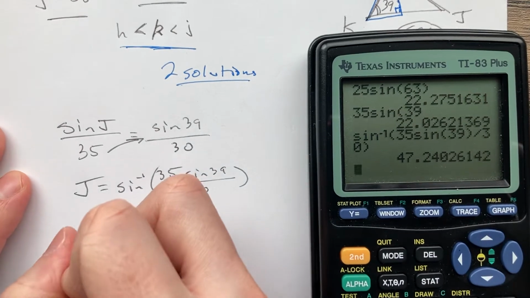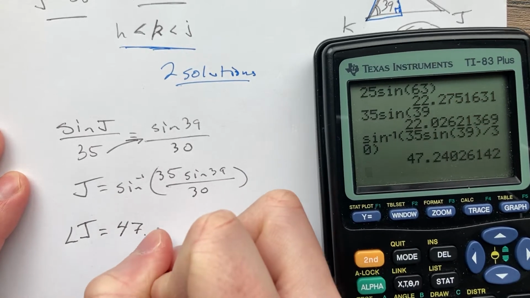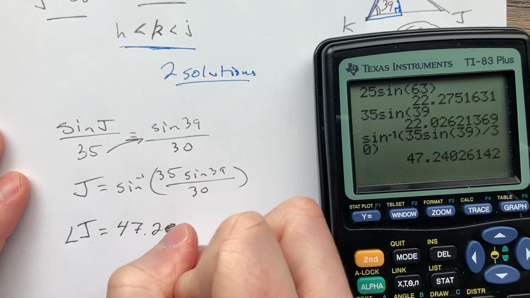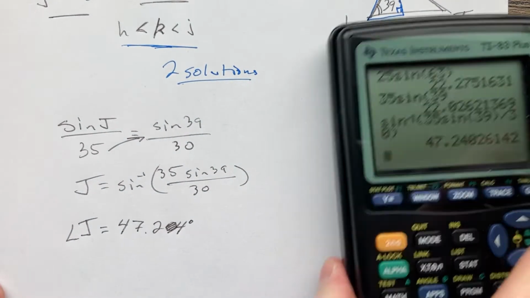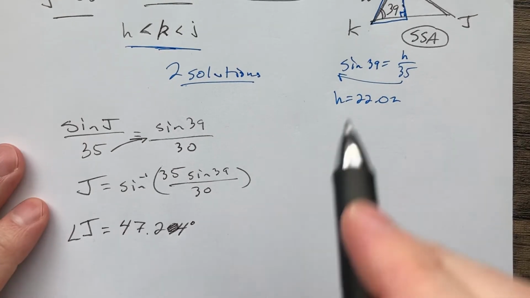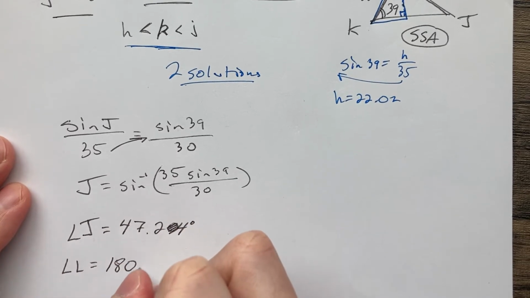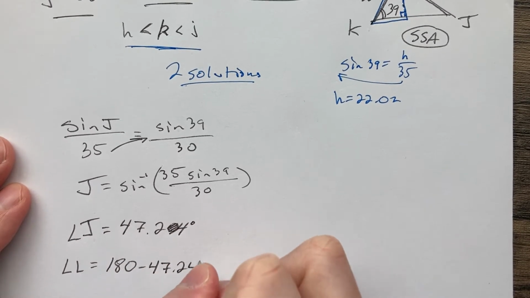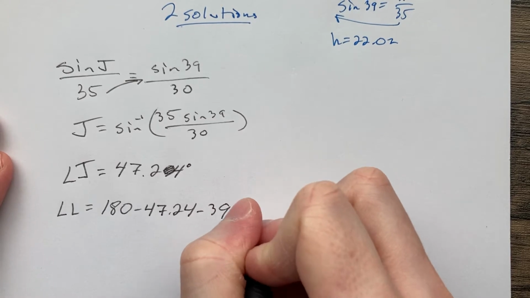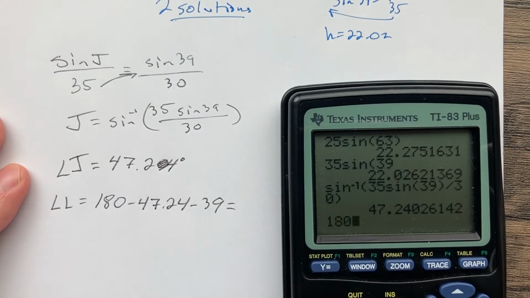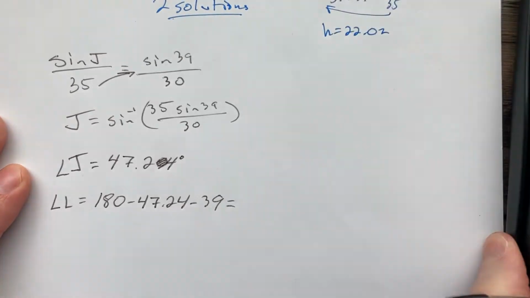Okay. So angle J is 47.24, and let's go ahead and keep that to two decimals there, the hundredths place. And then the next measurement I'm going to find is angle L up there at the top. To get angle L, I'm going to take away my two known angles from 180. So subtracting 47.24 and 39. 180 minus 47.24 minus 39 is equal to 93.76.